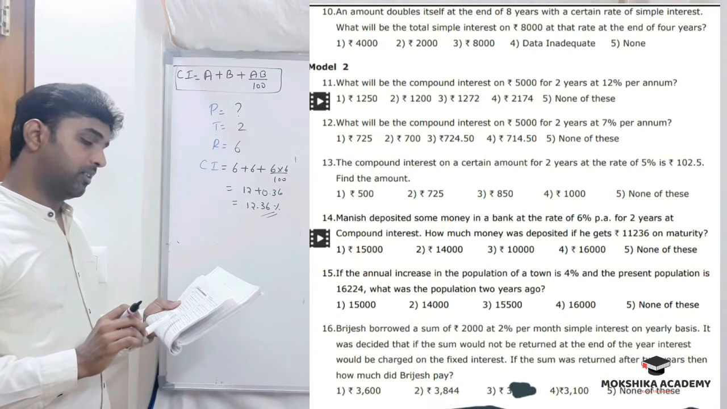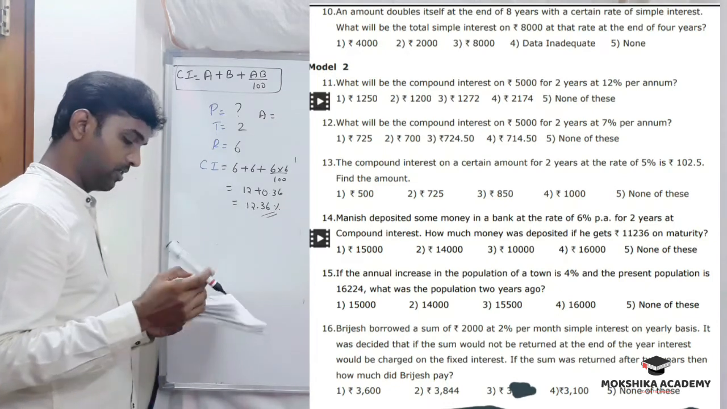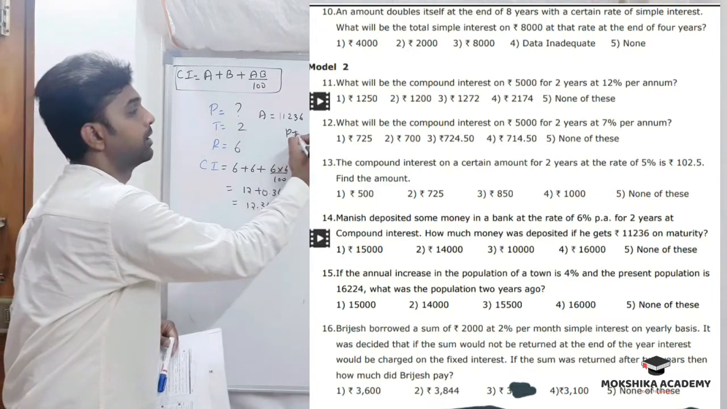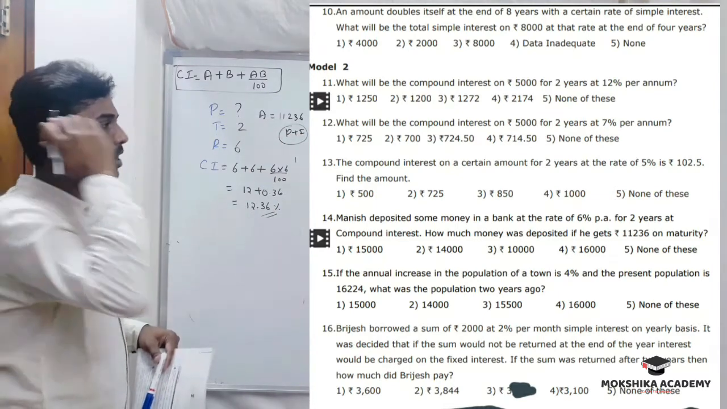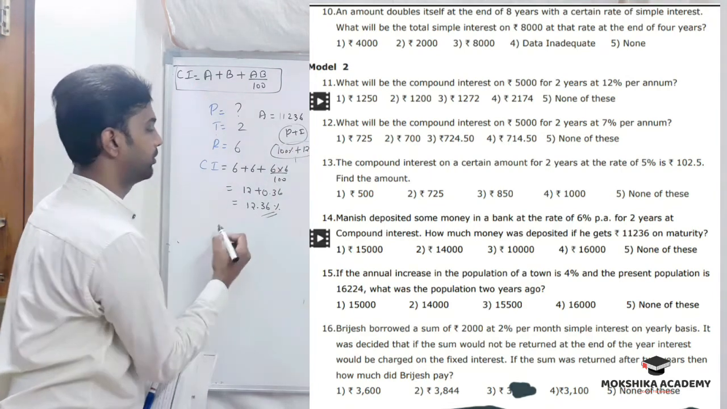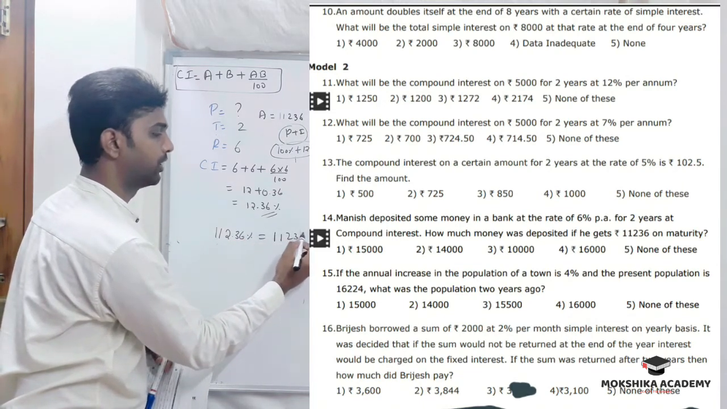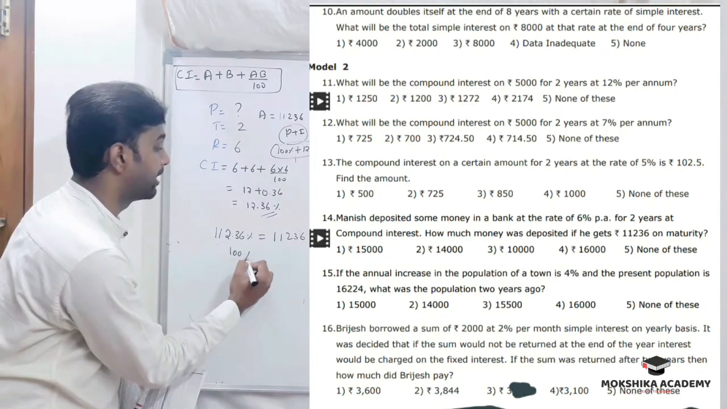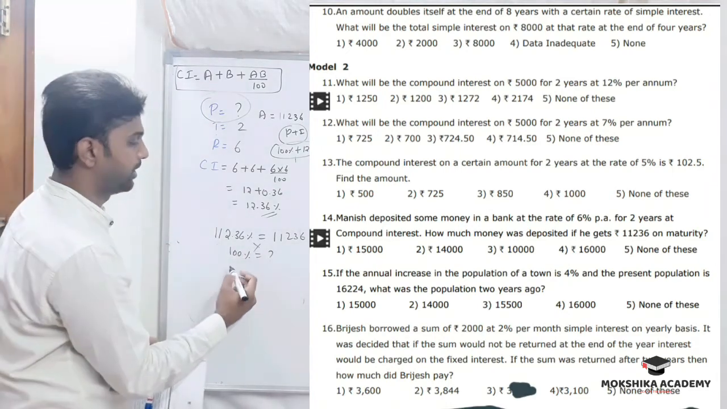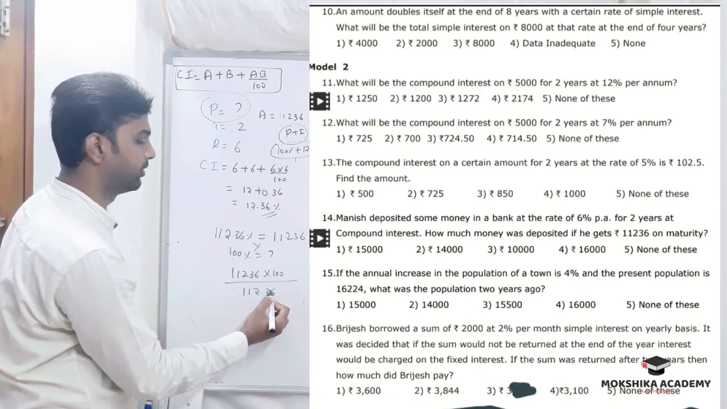Now, in this problem, the amount is given. What is the amount? 11,236. This is the amount. What is amount? Principal plus interest. What is principal? 100%. What is interest? 12.36%. So you can say that 112.36% is equal to 11,236. What is 100%? We need to calculate the principal. Just cross multiply: 11,236 into 100 divided by 112.36.